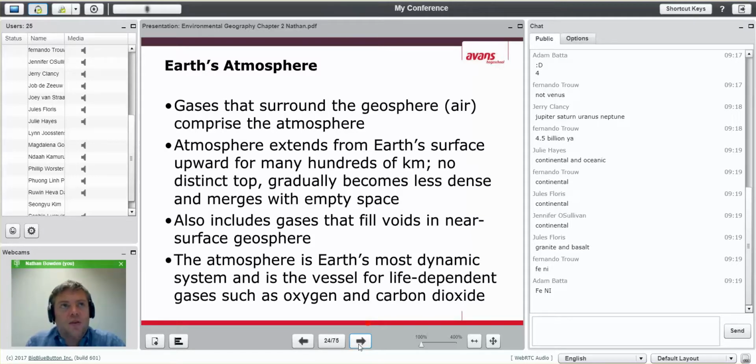It's just a lot of space in between the molecules, which is why we call it space. There's space between the molecules around us too. So anyway, it also includes gases that fill voids in the near-surface geosphere, also known as caves and caverns. The atmosphere is Earth's most dynamic system and is the vessel for life-dependent gases, at least our lives and those of plants, such as oxygen and carbon dioxide.